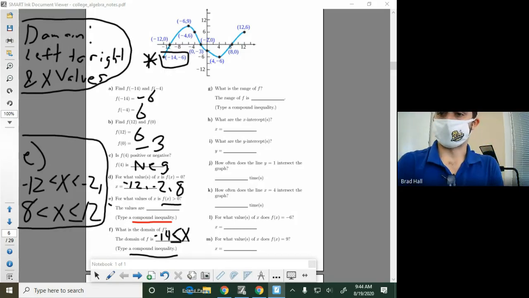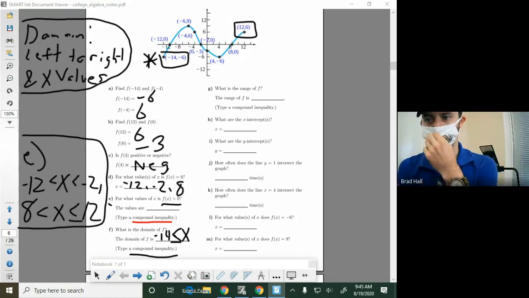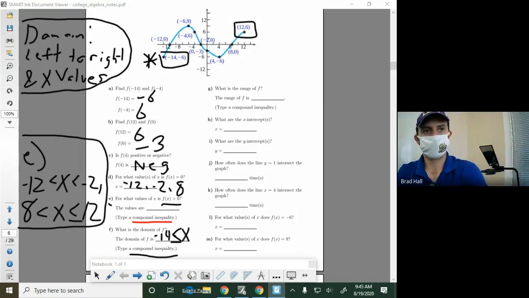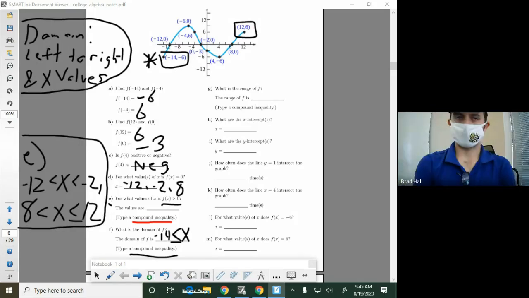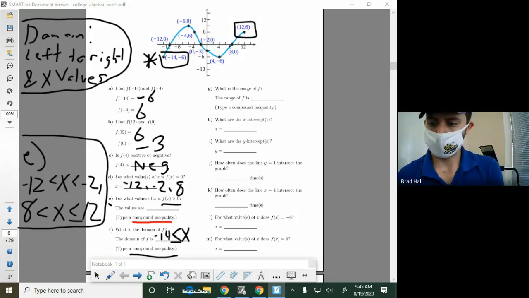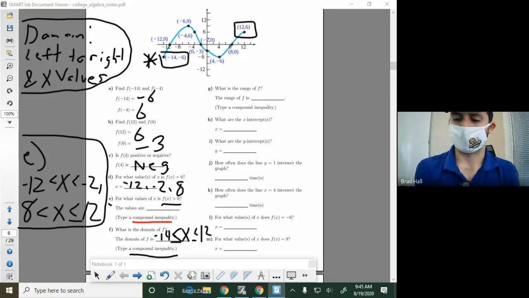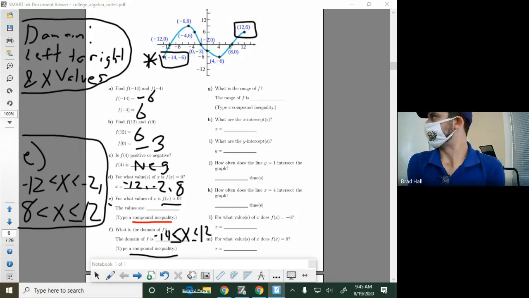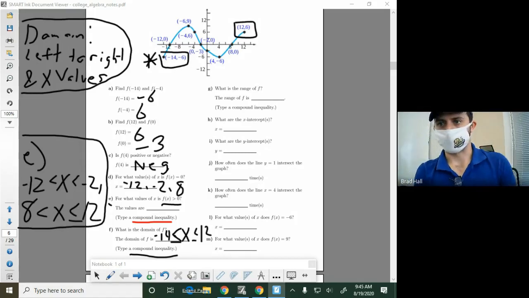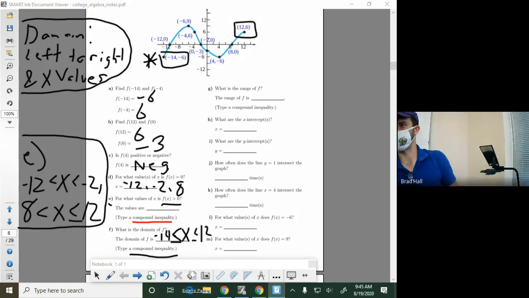All right, so that was the leftmost point. What's the rightmost point? It's right here. I think we can visually all agree that that's the rightmost point. What is the x value of that point? It's 12. It's got a filled in circle next to it. So I am, again, going to use less than or equal to, and that's 12. So that would be the domain. Negative 14 less than or equal to x less than or equal to 12.